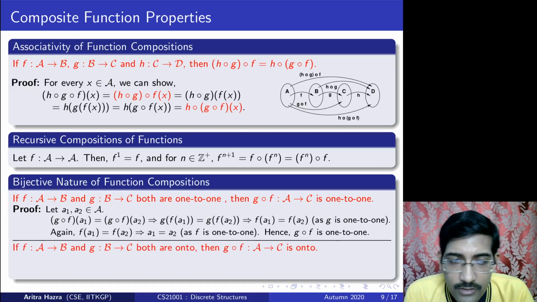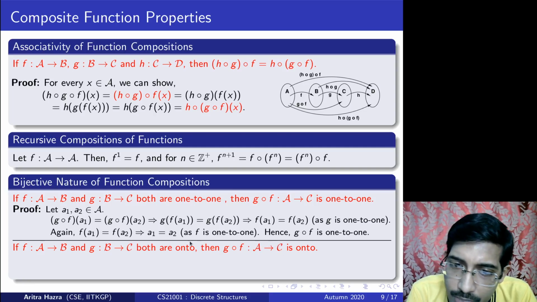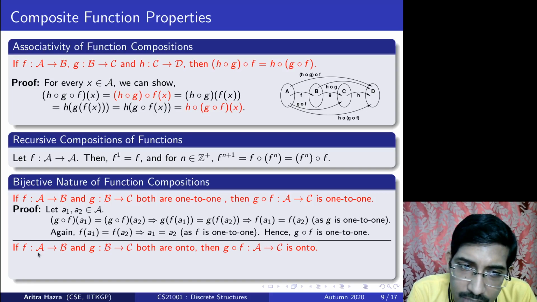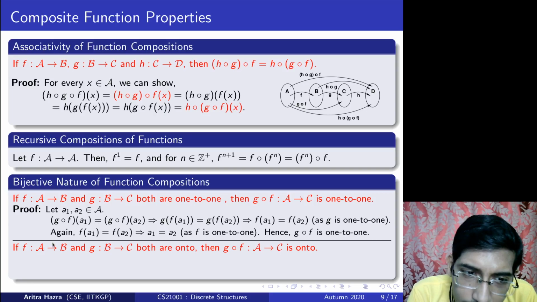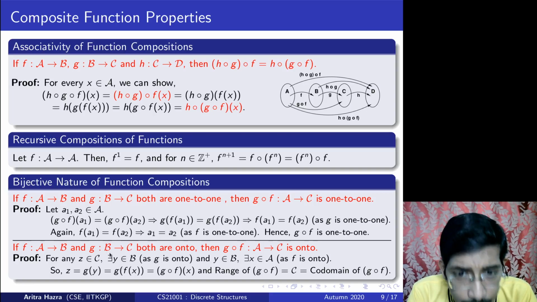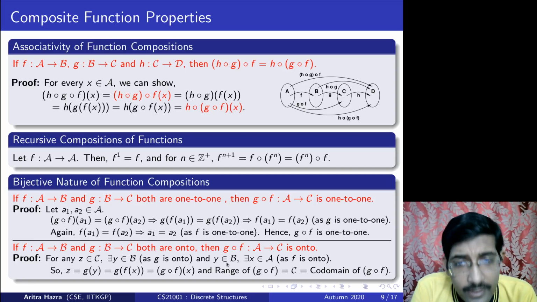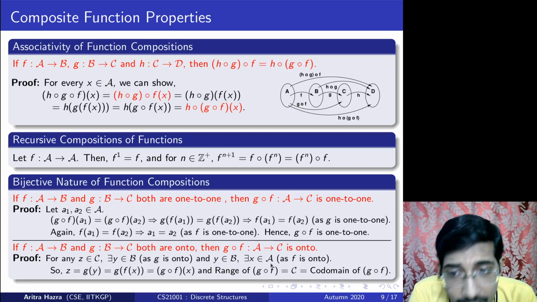If f and G are both onto, then GOF is onto. To prove this, I need to take an arbitrary element from C, and see its pre-image in B and its pre-image in A. I need to prove that for every element arbitrarily chosen from C, I get a pre-image in A. Straightforward, right? For any Z, there exists a Y because G is onto, so I get a Y where G of y equals Z. And there exists an X for that Y because F is also onto, so I get F of x equals Y.